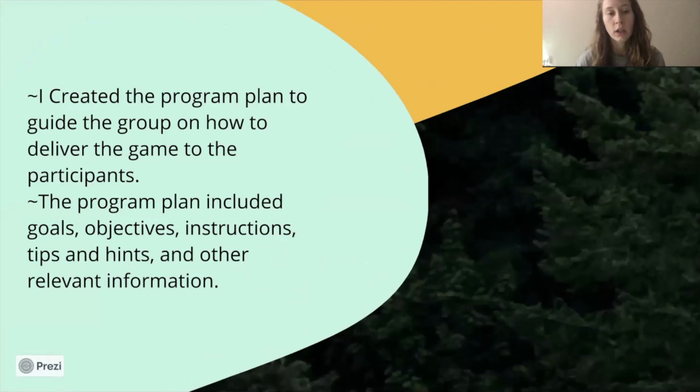And I created this so that I could organize how I wanted to deliver the game, and our group would understand how to participate, how the game went, because it is slightly different since we are not allowed to play in person. We had to do this over Zoom. So things had to be changed a little bit, and I needed them to really understand the instructions to be able to explain it to our participants.